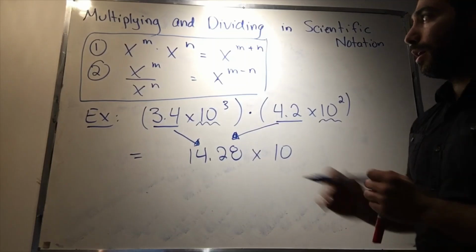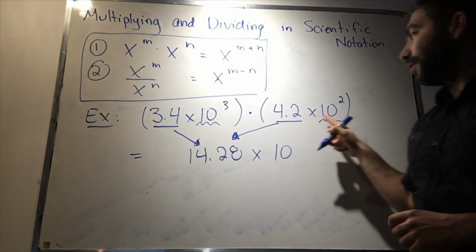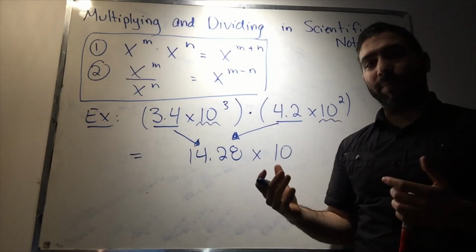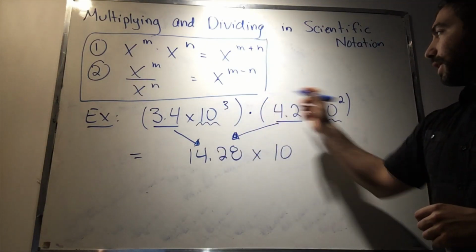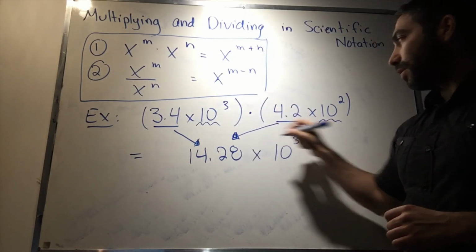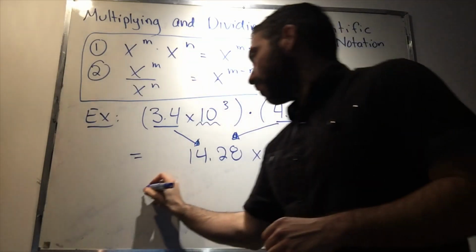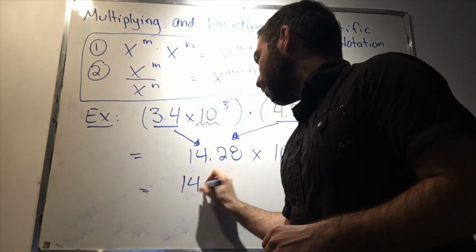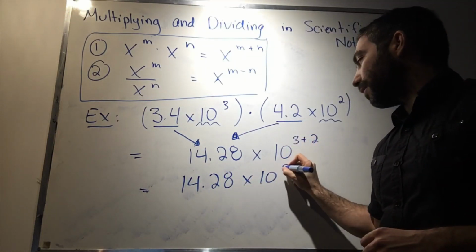Since we're multiplying, what do we do to the exponents? Notice that the base is 10 here and the base is 10 here. The bases are the same, so all you have to do is add the exponents. In this case, the exponent is 3 plus 2. The exponent here is 3 and the exponent here is 2. You just add them. So you get 14.28 times 10 to the 3 plus 2, which is 5.